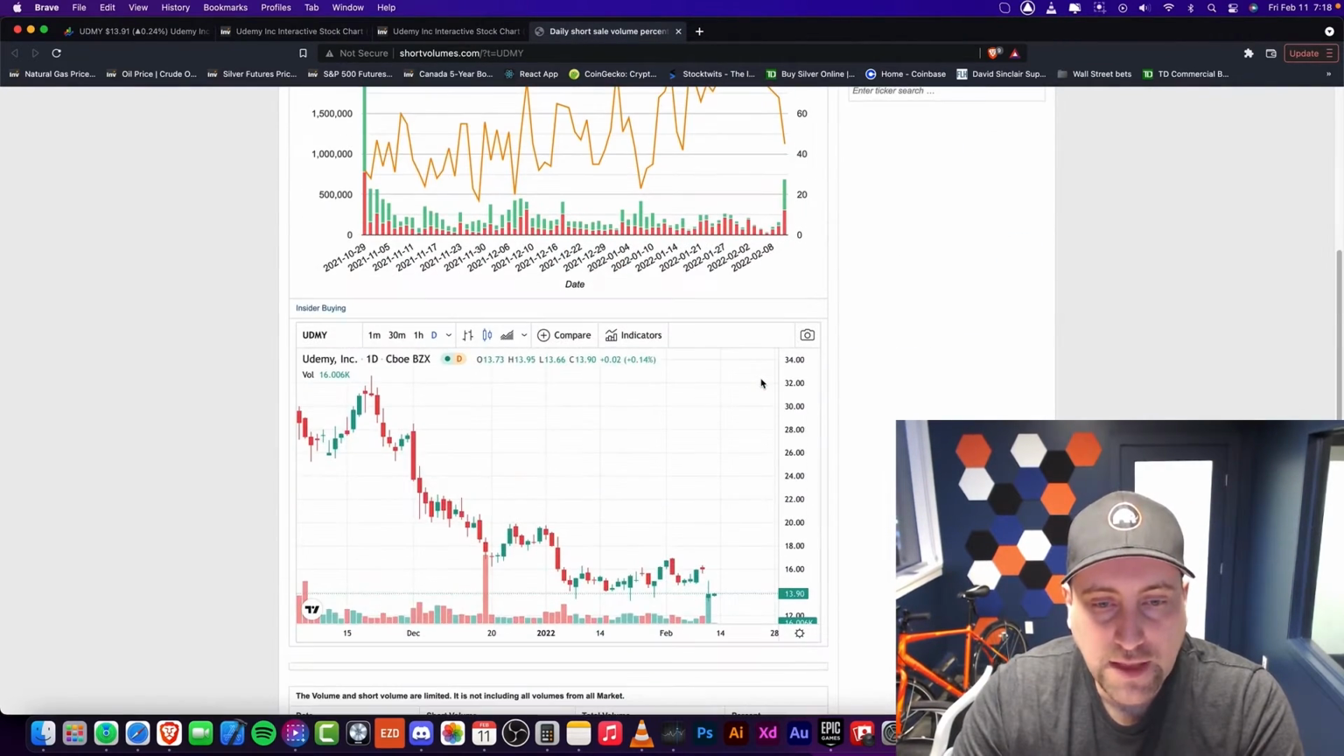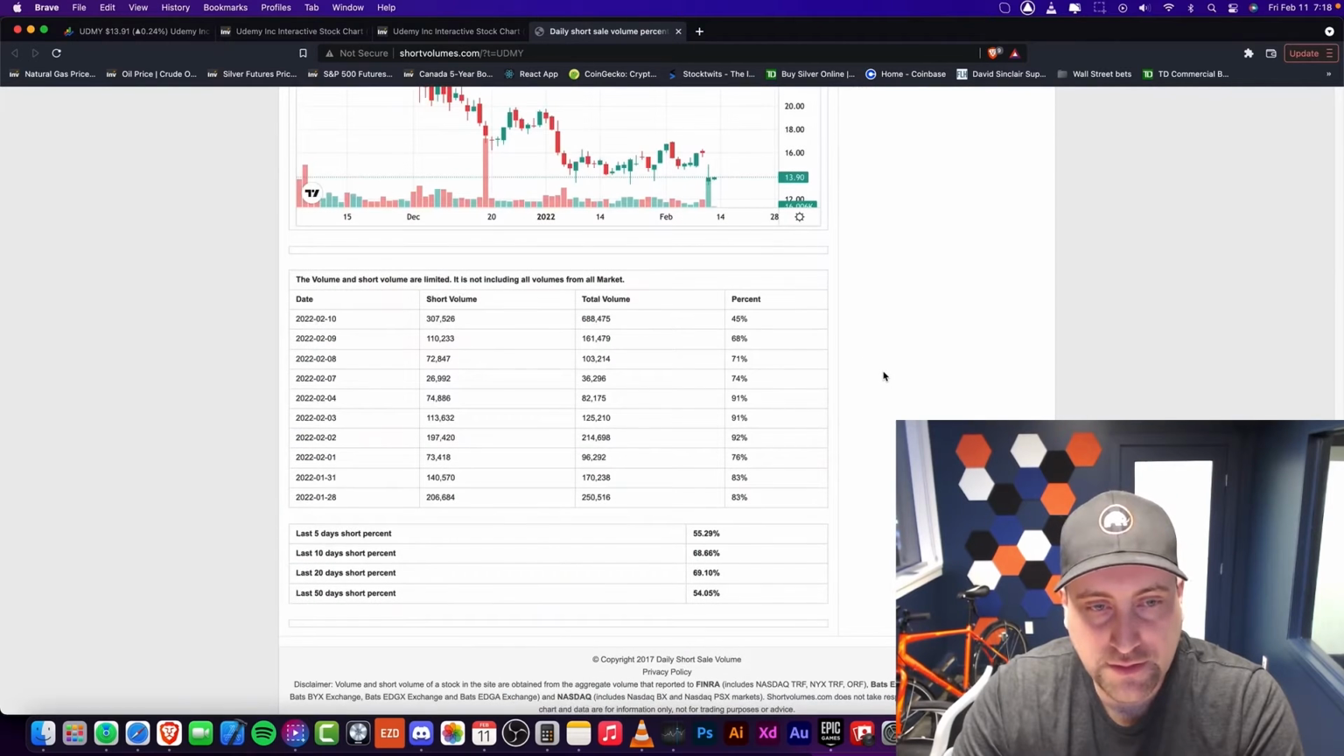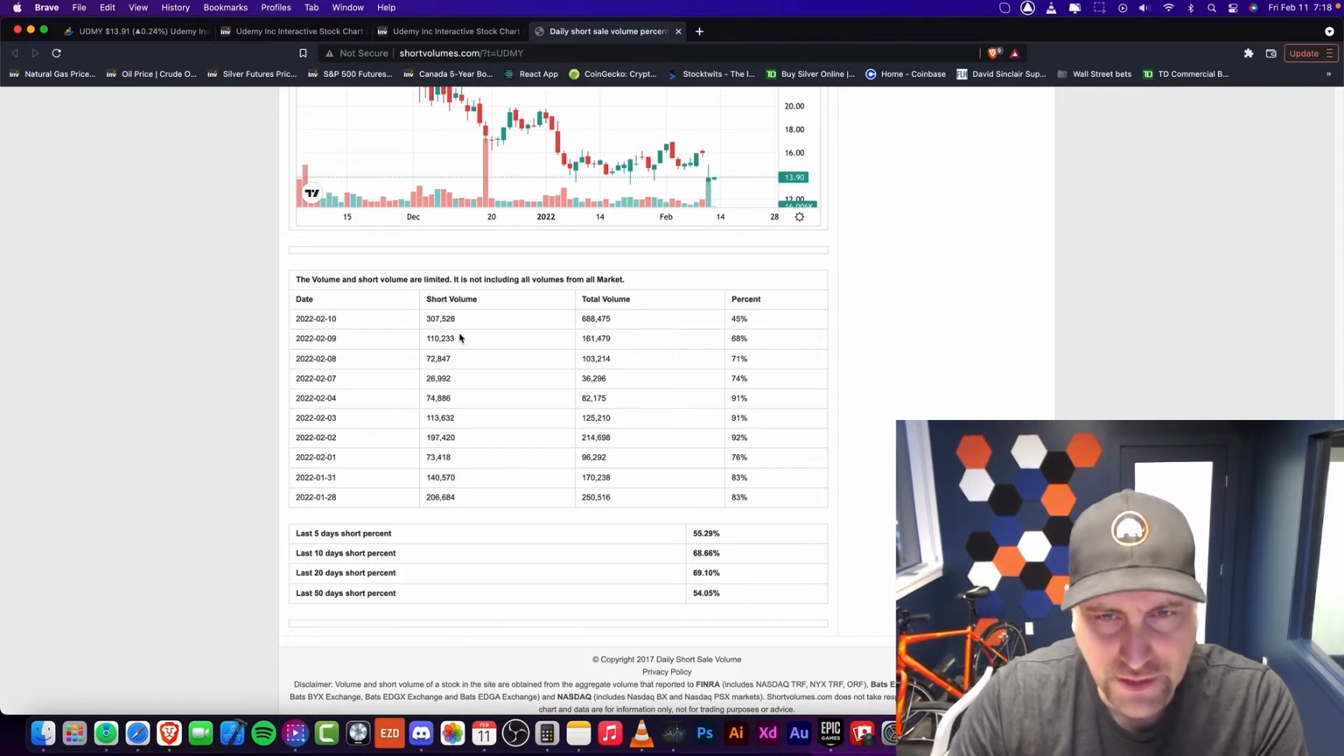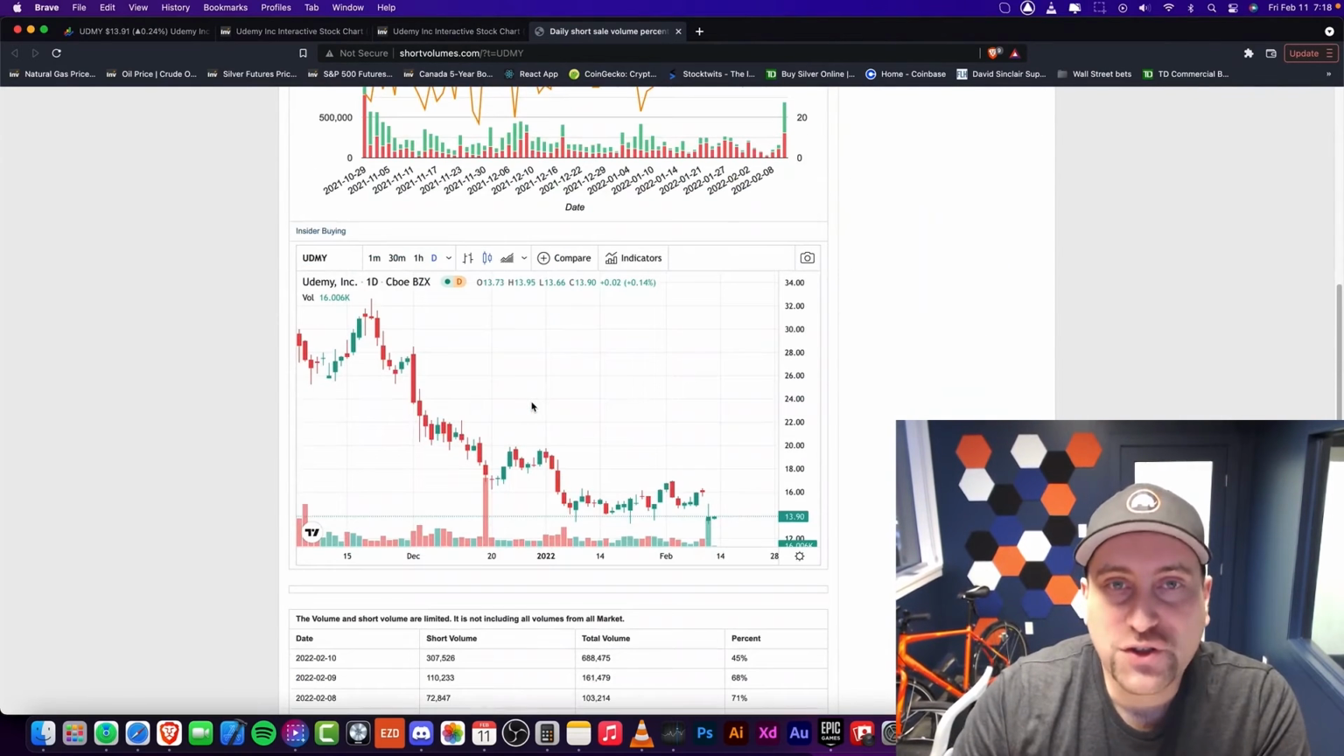So if you take a look at the short interest here, there are a lot of things that you can look at. If you go to short volumes in Udemy, you can take a look at the amount of short here.